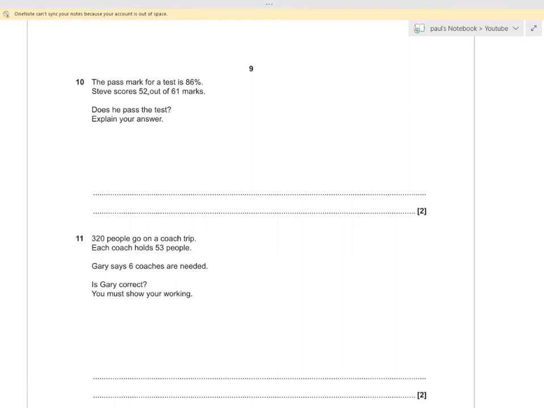The pass mark for a test is 86%. Steve scored 52 out of 61. Did he pass? Well, 52 out of 61 times 100. So we've got 52 divided by 61 times 100, which is a great big number there. It is 85.24%. So I think he's just missed out, has he? So no.